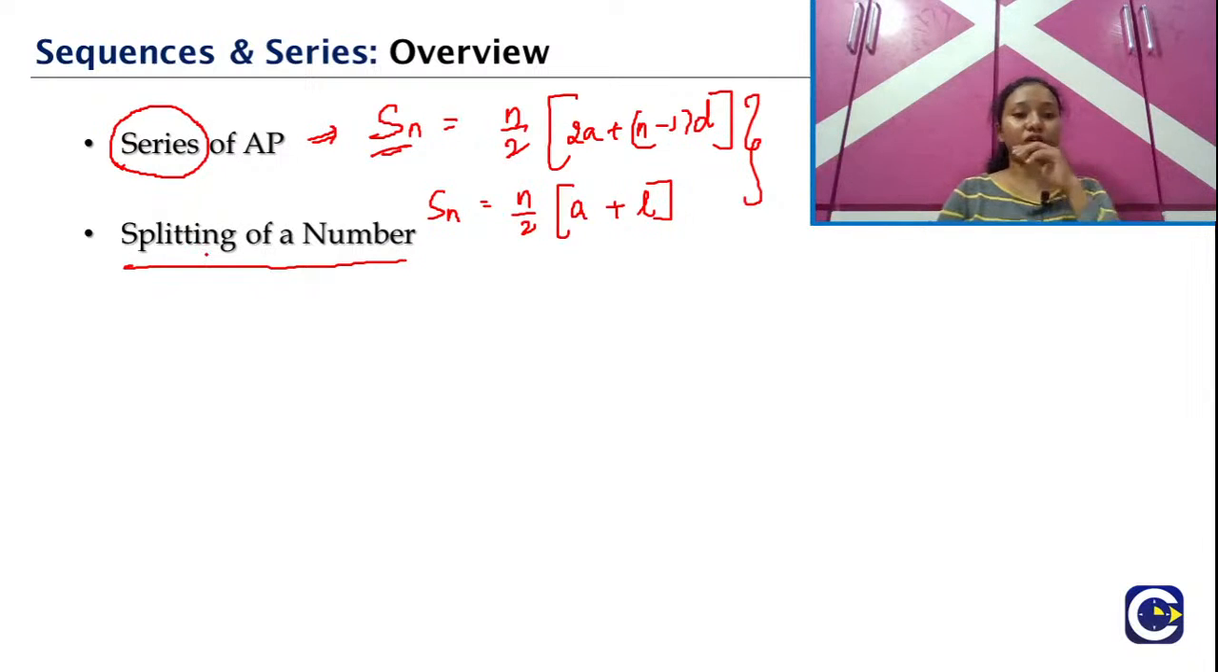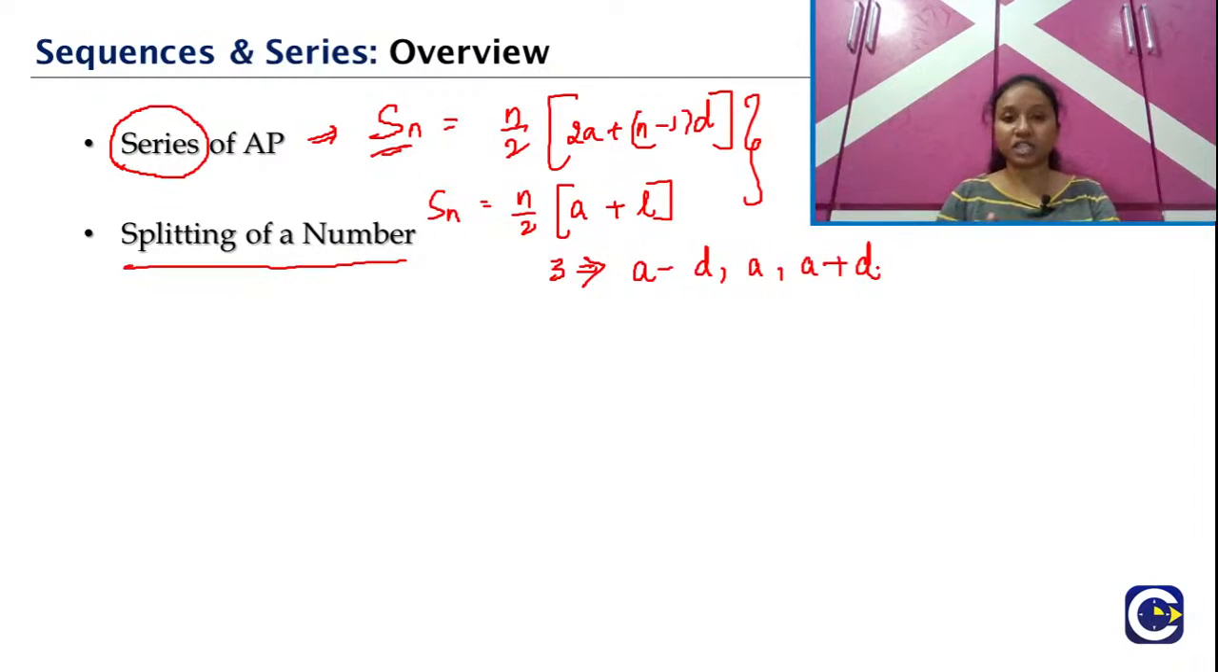So I have given you a rough idea of how we'll be taking the numbers here. If we have to split it into 3 parts, it should be started with a minus d, a, and a plus d, in order to eliminate the common difference, and we could directly get the a value. There will be another condition which will be mentioned in the question. Using that condition, we can predict the other unknown term, that is the d here. So this is for 3 terms.